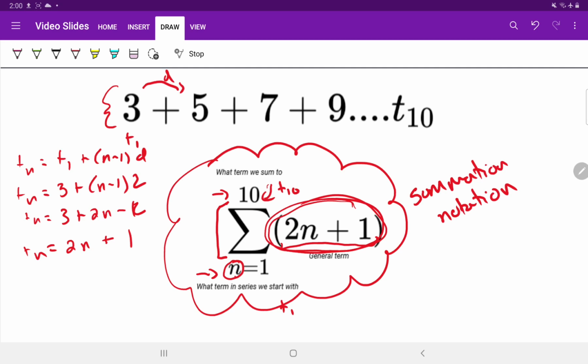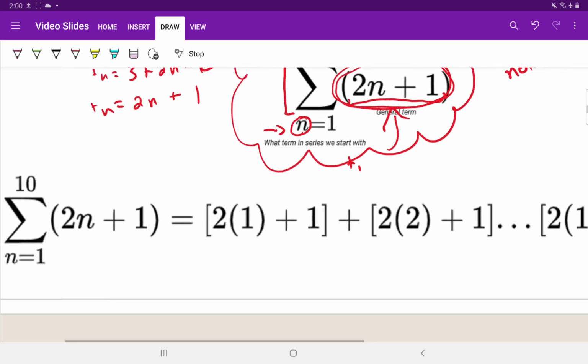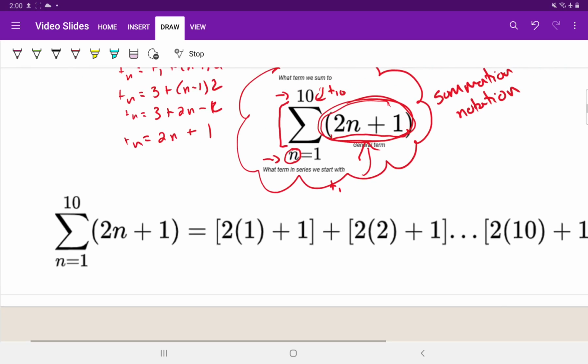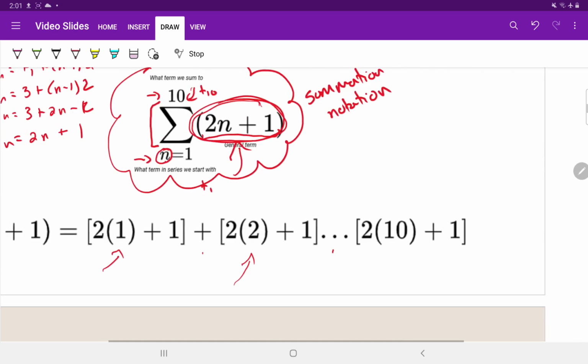Basically, all this is saying is sum the first 10 terms of a series that is modeled like that. Of a sequence that's modeled like that, I should say. And if you were to actually expand it out, this is what it reads as. You start with your 2n plus 1, and then you substitute 1 for n, plus, substitute 2 for n, all the way till you substitute 10 for n.